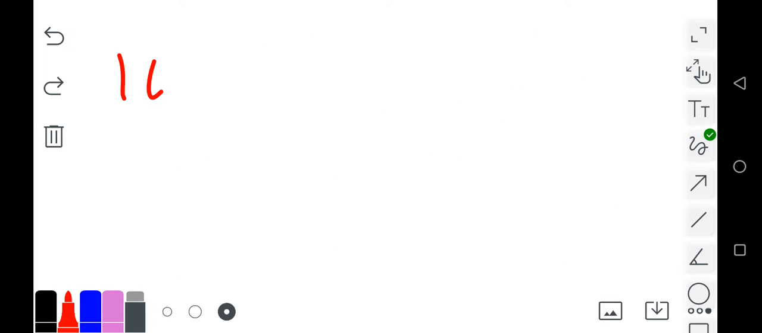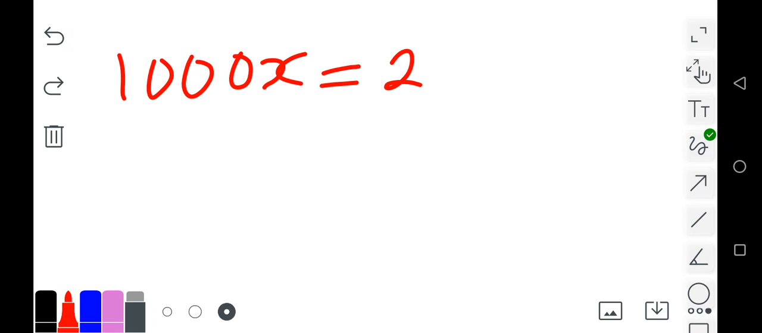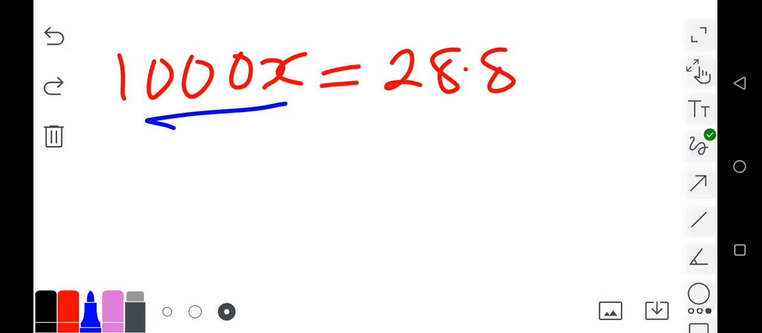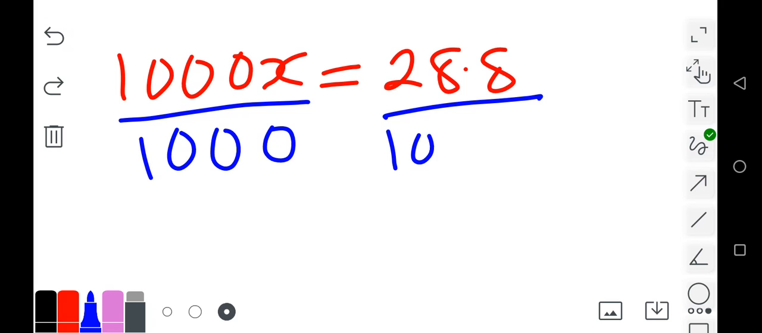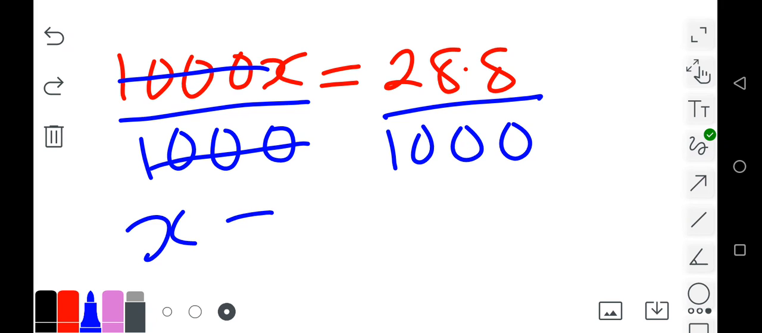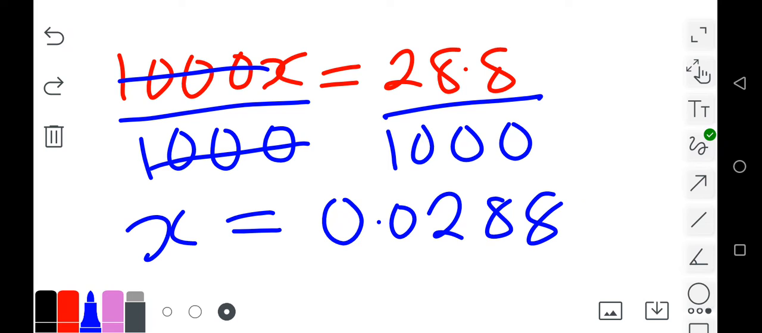So therefore, we are going to have 1,000x equals 28.8. Then we are going to divide both sides by 1,000, and so our x is going to be 0.0288 kilowatts. Now, after that, you need to find the energy.